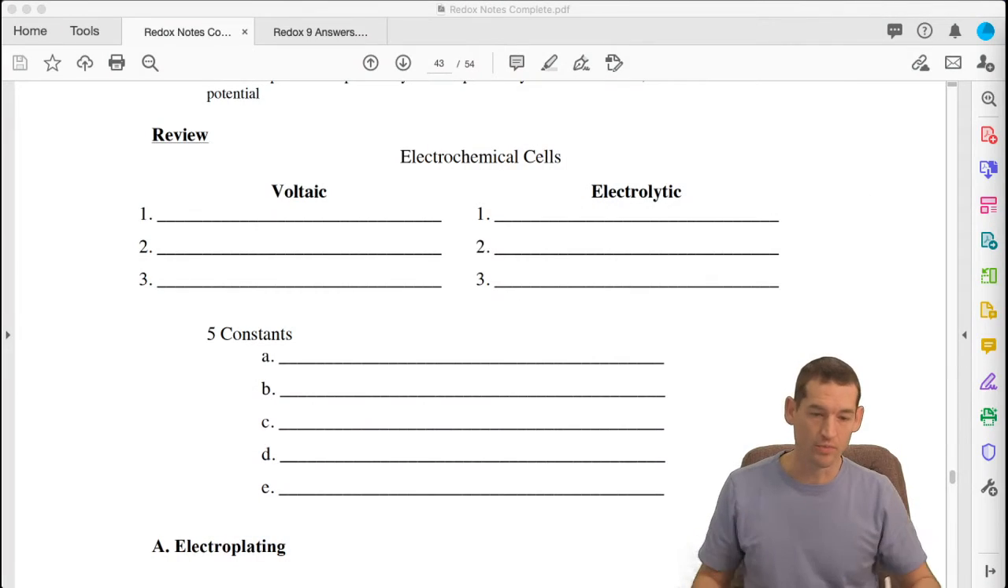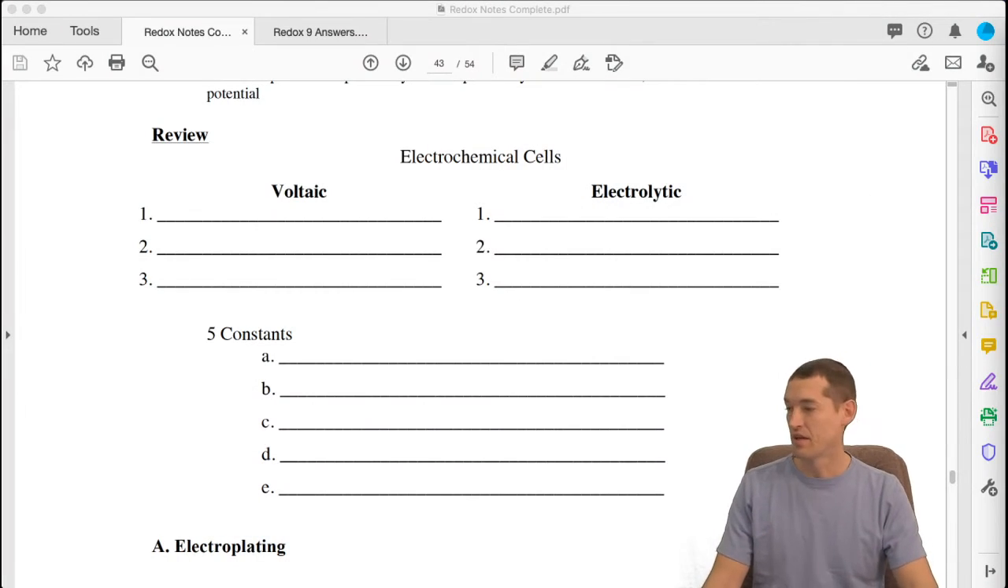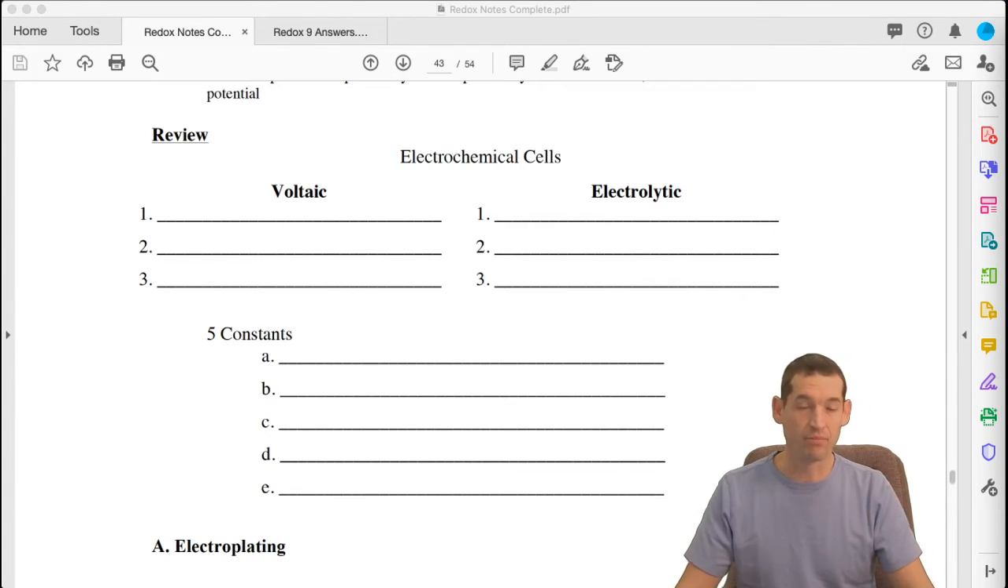So we're going to start off with just a quick introduction that's going to review some of the stuff that we've learned in other lessons that you need to know before going forward in Lesson 10. So looking at the notes here, you can see that there are some blanks we got to fill in.